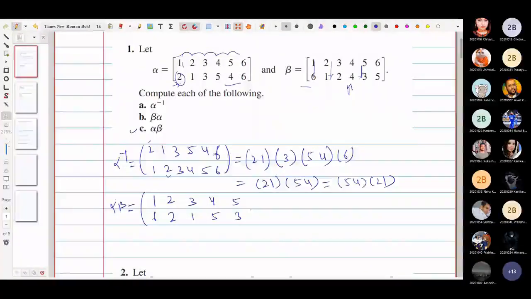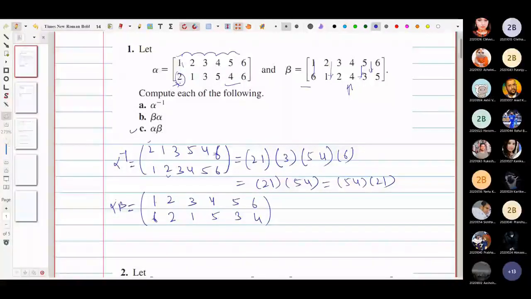So 5 goes to 3, and then we are left with 6 goes to 5, and then we need to search, 5 goes to 4. Okay, so you should remember that when you are writing some permutation like this, every element 1 2 3 4 5 6 must appear only once. They should not be repeated here.